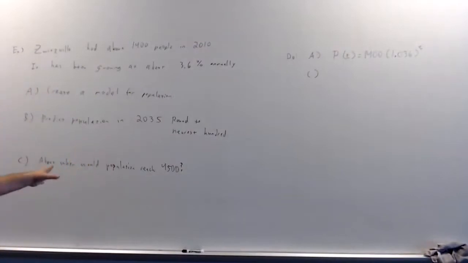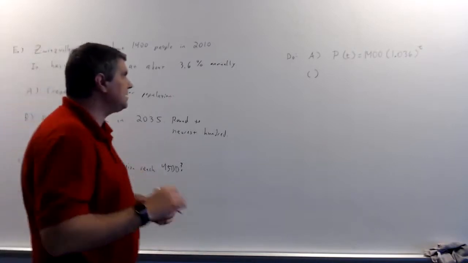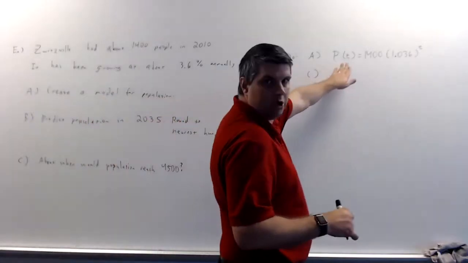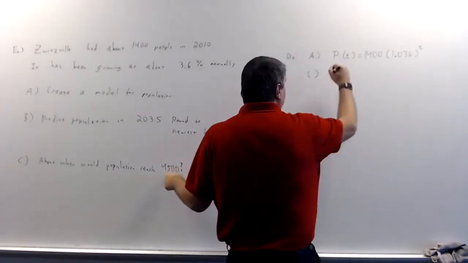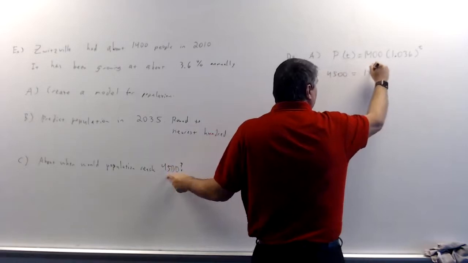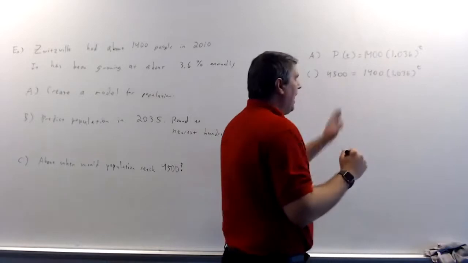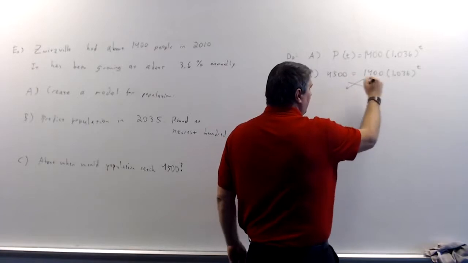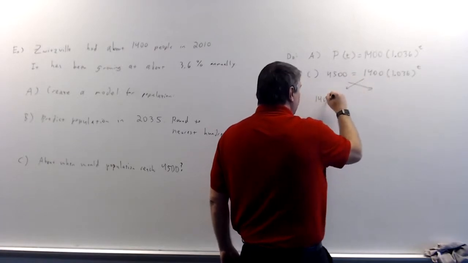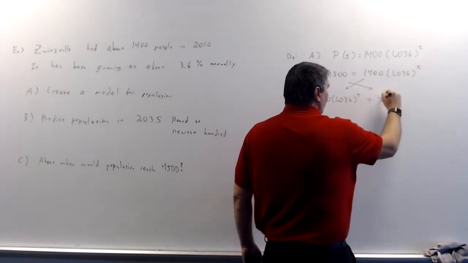Okay, now I've added another question about when would the population reach 4,500 people. So this is the population model that we did in part A. If you need to see it again, rewind. We want to know when population is going to be 4,500. My unknown is on the right, so I'm going to switch the sides, because I prefer my unknowns on the left. So 1,400 times 1.036 to the t power is 4,500.